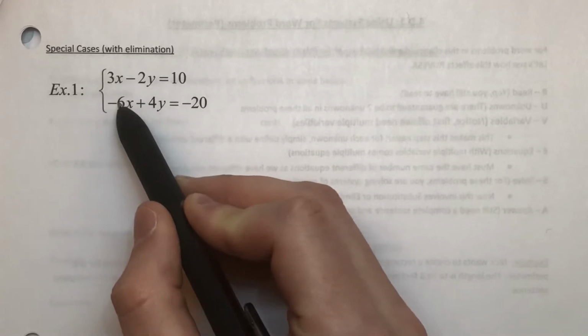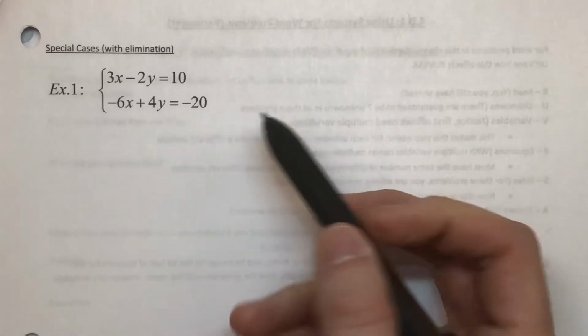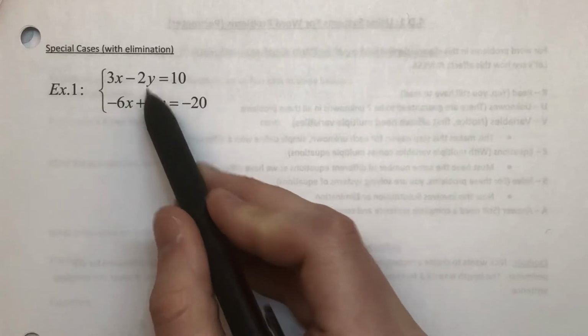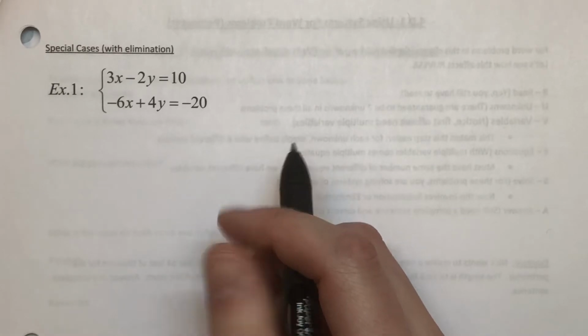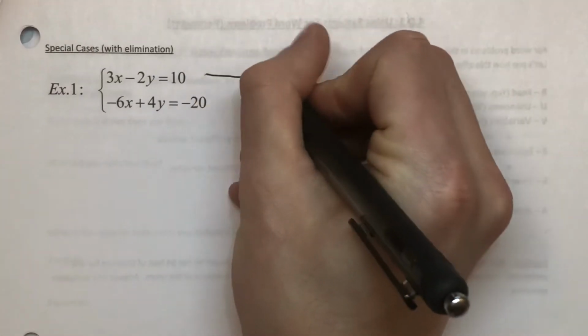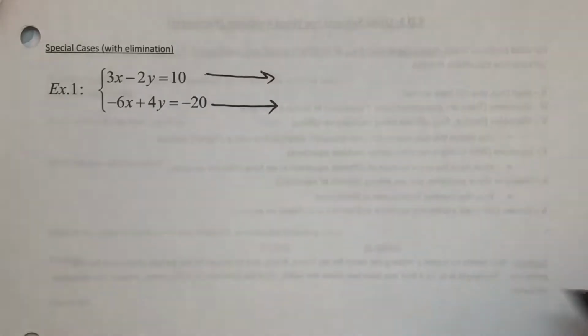What number do 3 and 6 both go into? Well, it'd be 6. Or what number do 2 and 4 go into? It would be 4. And then, again, keeping in mind the idea that you want one positive and one negative, we need to figure out what it is we would do to one or both of these equations to get those coefficients to match up with same number but opposite sign.